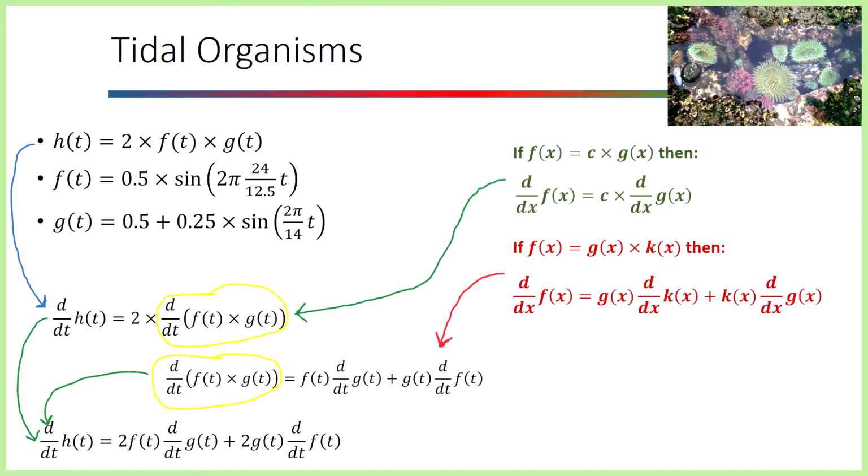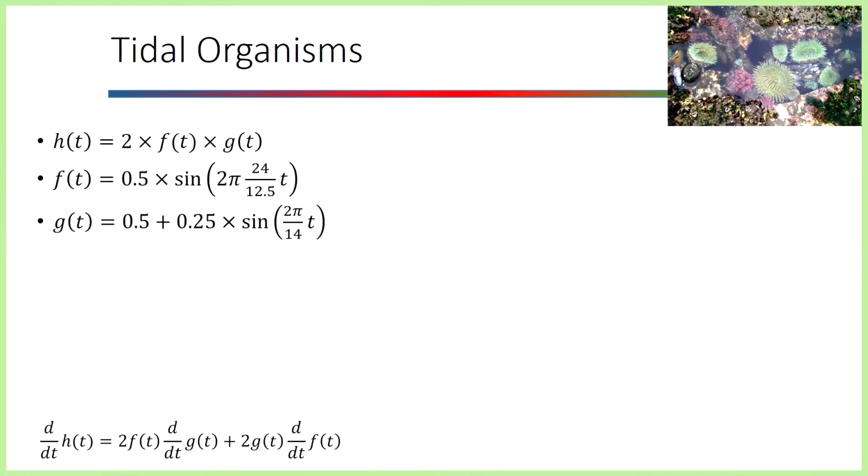All right, that means that if we want to compute the derivative of h of t, all we really need to do is figure out the derivative of f of t and g of t. Okay, we haven't talked about taking the derivative of a sine function yet, so it's probably time to do that. But first, let's clean things up a bit.